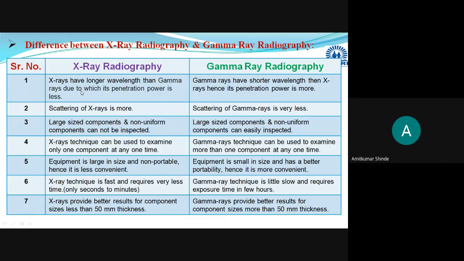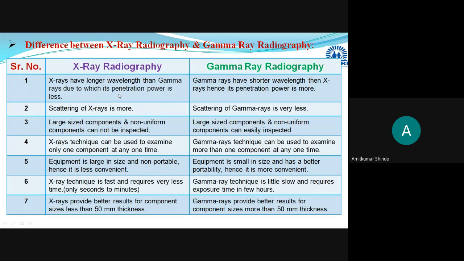That will be also very good. Means X-rays are having longer wavelength, then gamma rays are having shorter wavelength. And you can write in the second point that X-rays are having less penetration power as compared to gamma rays, and these gamma rays will be having more penetration power as compared to X-rays. Then what will happen due to this penetration power?